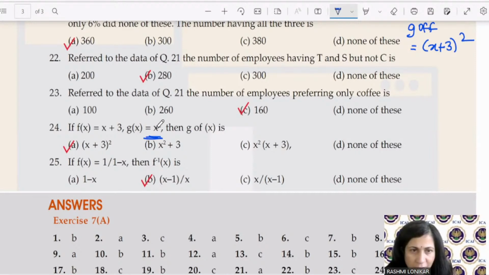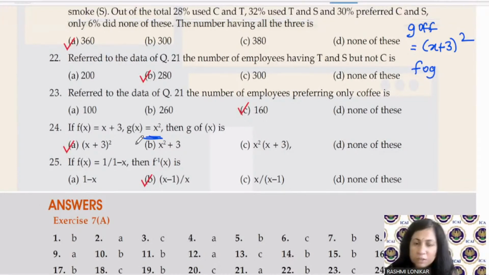So, instead of x, what am I going to write? x plus 3. And what is the function? Square. So, x plus 3 square. What will be f of g? Can you tell me what will be f of g? Can anybody put in the chat box? What will be f of g?